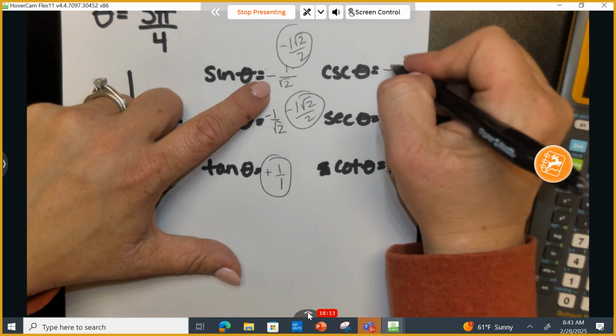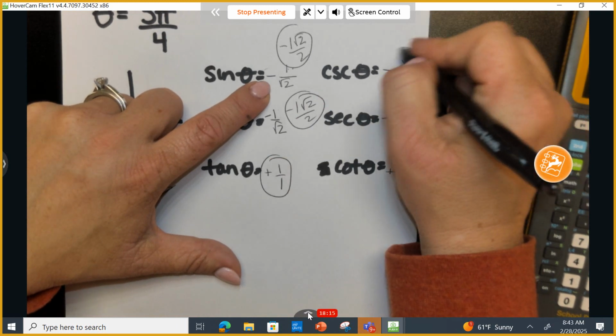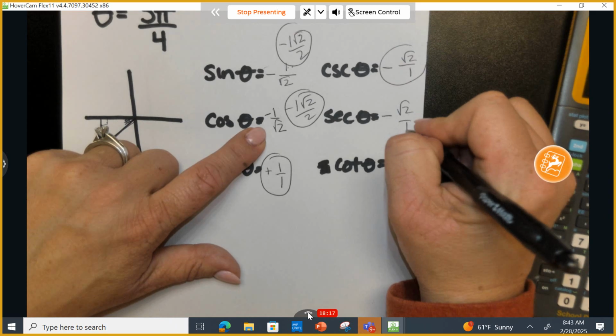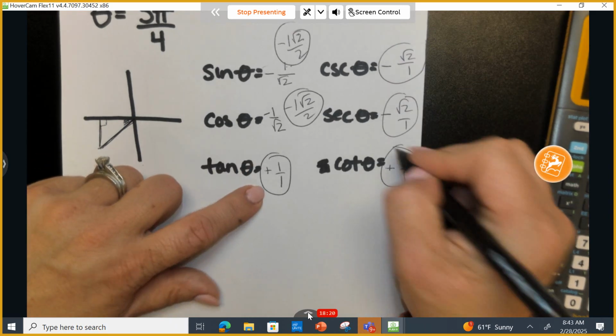Now over here, I'm just going to flip it. So I have square root of 2 over 1. Flip it, square root of 2 over 1. Flip it, 1 over 1.